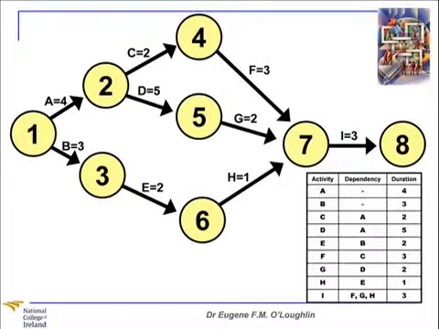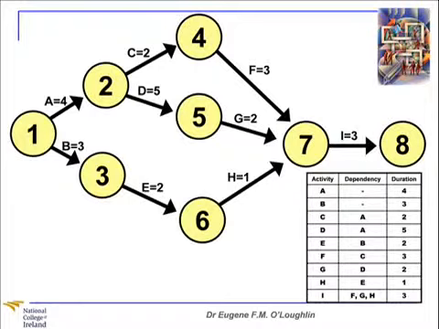So let's take a look at the first activity. I'm going to look at activities A and B together because they can start at node number 1 because they are not dependent on any other activity being complete. And I draw my finish nodes, node number 2 and node number 3, to represent the ends of activities A and B. I continue on from left to right.